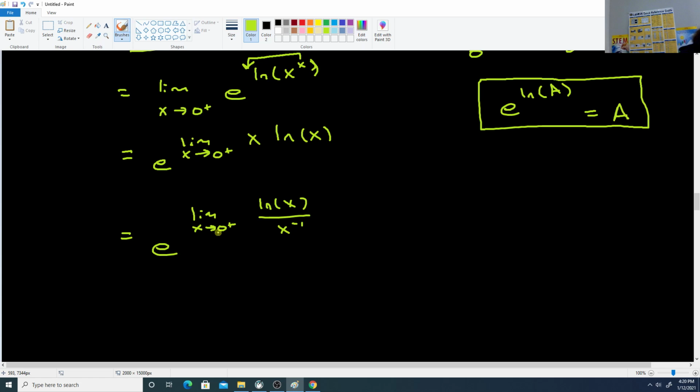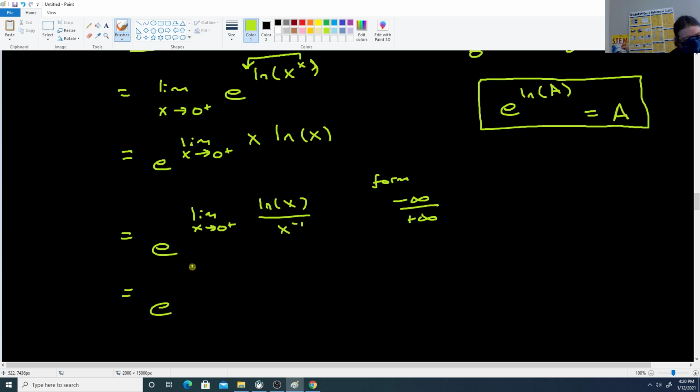So again, we're just going to focus on that. So how do we do that? As x gets close to 0 from the right, natural log of x is going to go off to -infinity. As x goes to 0 from the right, x to the -1 goes to +infinity. So we're in form infinity over infinity.